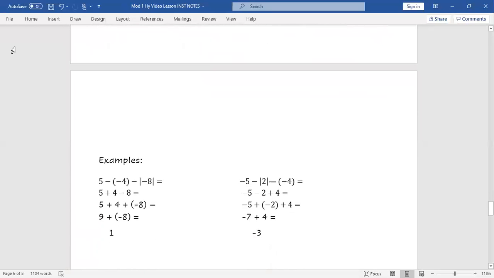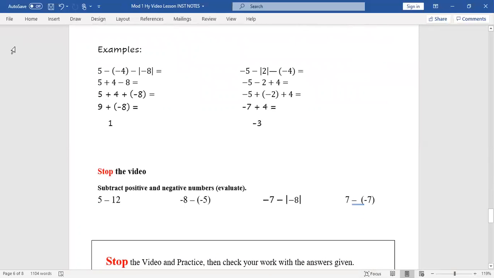Here's some other examples. 5 minus -4 minus the absolute value of -8. That becomes 5 plus 4 minus 8, which then becomes 9 plus -8, different signs, so I subtract, more positives, so my answer is +1.